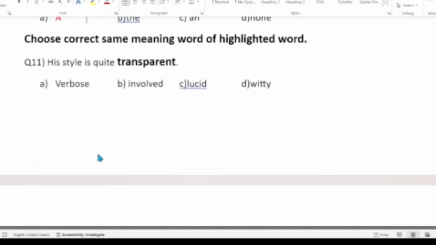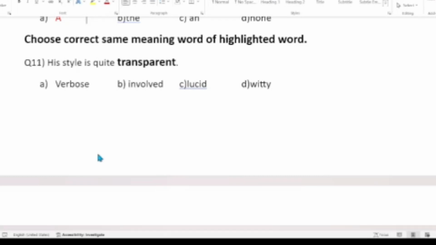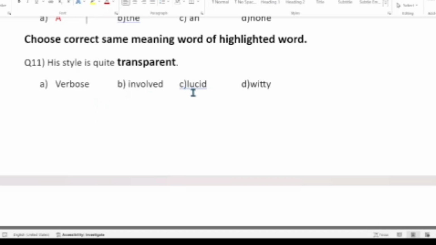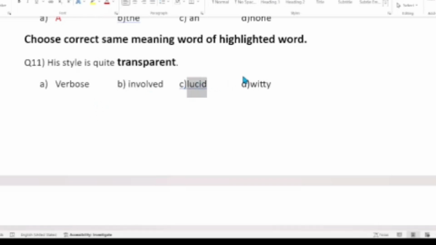Now choose the correct same meaning word of the highlighted word. Basically, in these questions you are asked the synonyms of given words. His style is quite transparent. Transparent means something we can see through from both sides. This is called transparent. So the correct answer of this question is lucid. So option C is the correct answer.